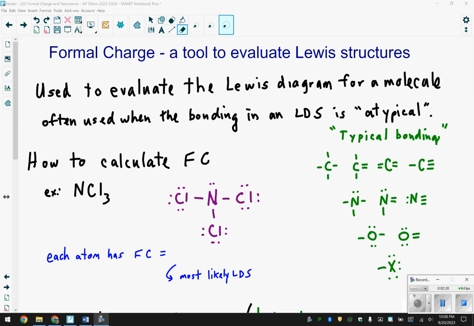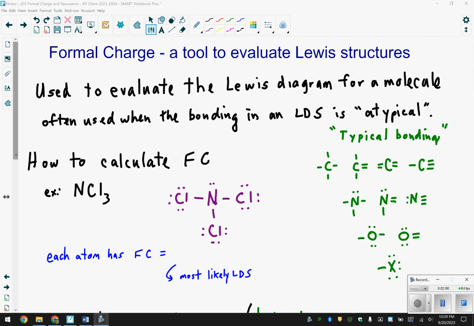Now I'm going to go over how to calculate formal charge, and I'm going to go over it with a typically bonded molecule, nitrogen trichloride. Notice the halogens in this molecule are bonded the way halogens like to bond, and nitrogen is bonded the way nitrogen likes to bond. Well, this is a good example to show how to calculate the formal charge. And let's look at the formula for calculating formal charge.